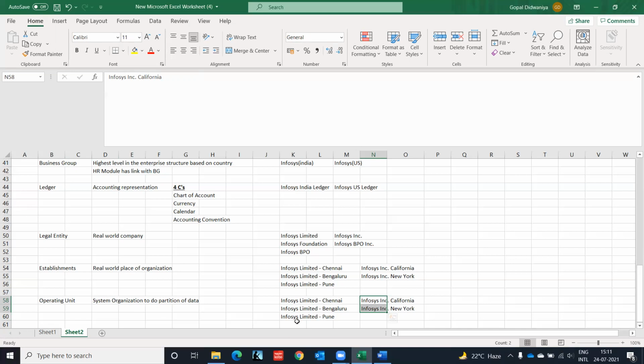So what will happen? It will give you a control that the Chennai organization cannot look into the data, profitability, the business, whatever Bangalore is doing. Bangalore cannot see the Chennai and Pune one.